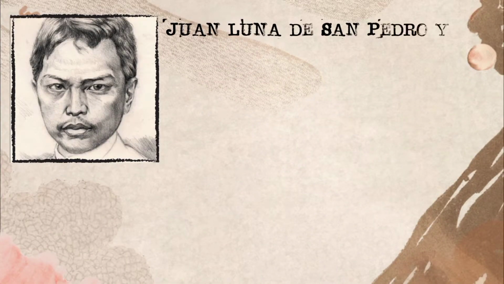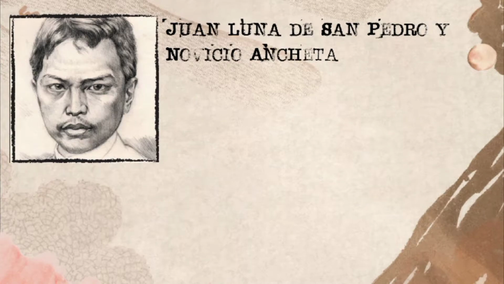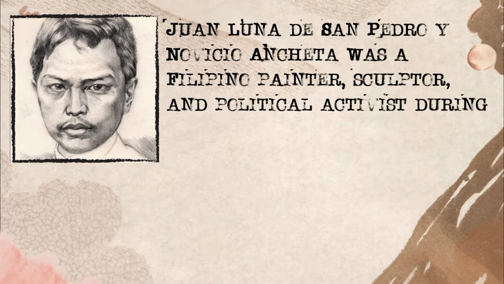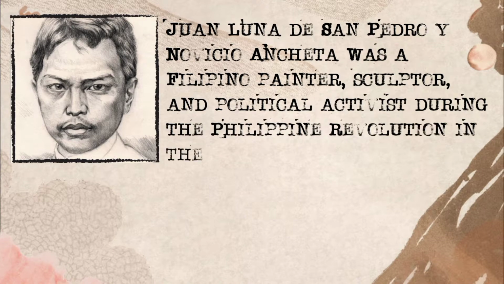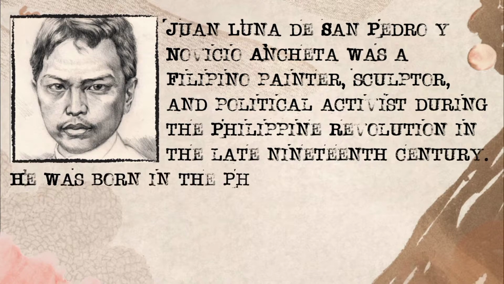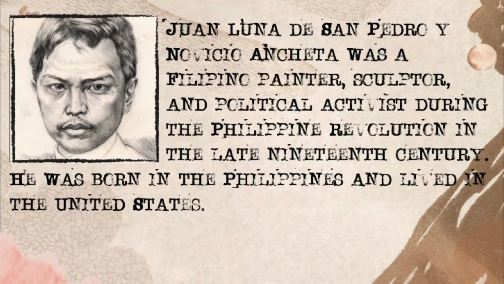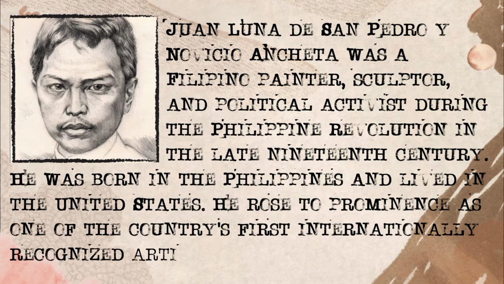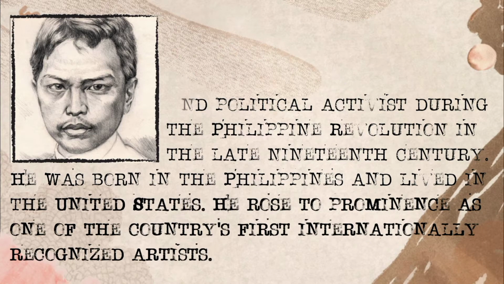Juan Luna de San Pedro Buenavicio Anchieta, our first star of the day, was a Filipino painter, sculptor, and political activist during the Philippine Revolution in the late 19th century. He was born in the Philippines and lived in the United States. He rose to prominence as one of the country's first internationally recognized artists.